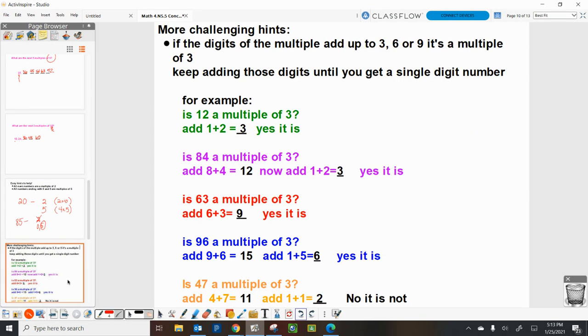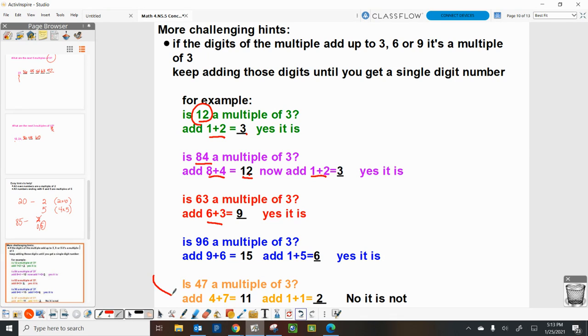Okay, some other little challenging hints. These are just if you really want to rock your brain. If your digits add up to 3, 6, or 9, it's going to be a multiple of 3. And you keep adding those digits up till you get a single number. So for example, if I look at 12, is it a multiple of 3? Well, 1 plus 2 equals 3. Yep, it is a multiple of 3. How about 84? 8 plus 4 is 12. Now I have to keep going to get a single number. 1 plus 2 is 3. Sure is. How about 63? 6 plus 3 is 9. Is that a multiple of 3? Yes, it is. So these are just a few little tricks to help you.